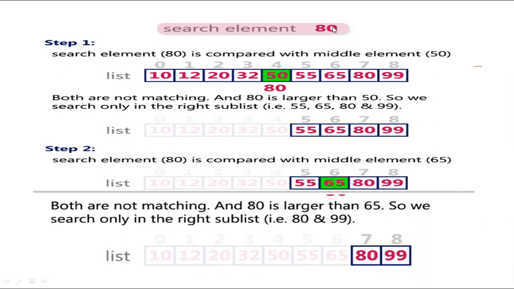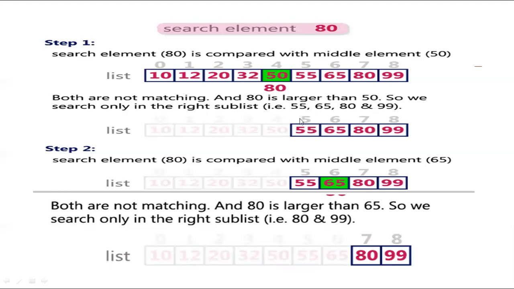What is our search element? 80. Is 80 equal to the value at the fourth location, 50? No, not equal. Is 80 greater than 50? Yes. If yes, you need not compare all these elements. Then top equals middle plus 1. The fifth location equals top. So this is the array. No need to compare all these elements because our search element is greater than the middle element. That's why the lower part of the array is erased.